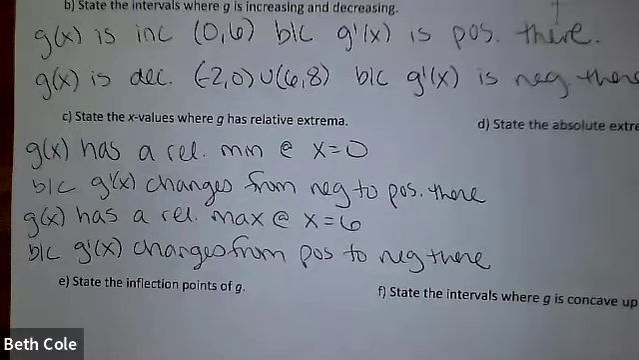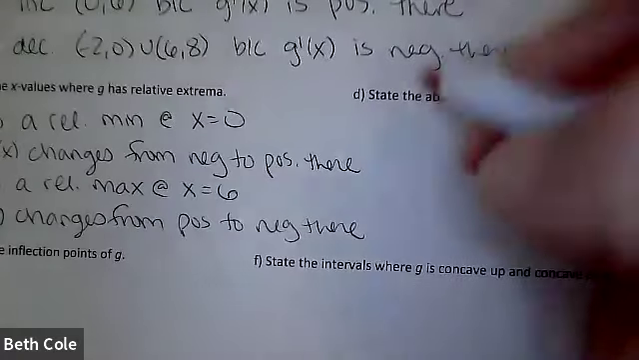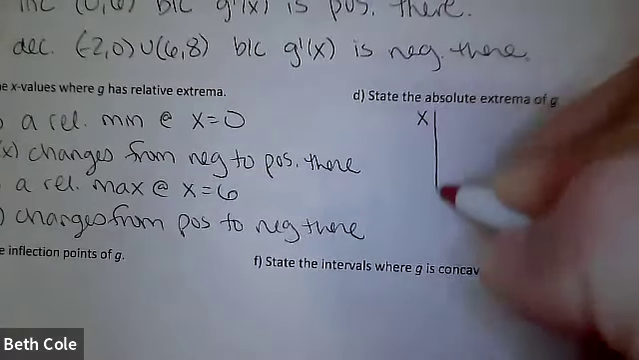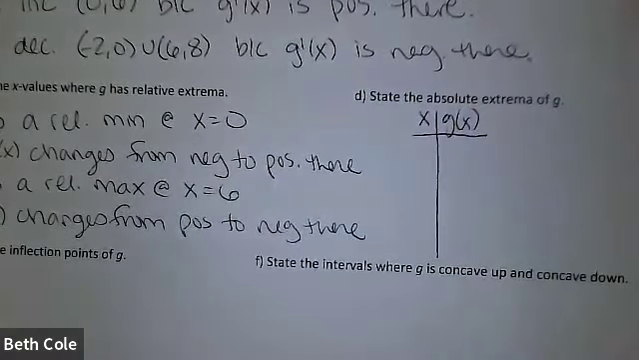Okay. Absolute extrema. That is your candidates test. So we're going to set up a little table, x and g of x. I'm not looking for numbers here. Let's use vocabulary words. Who are your candidates? Endpoints, and nice job, endpoints and critical points. So there's going to be 4 of them.